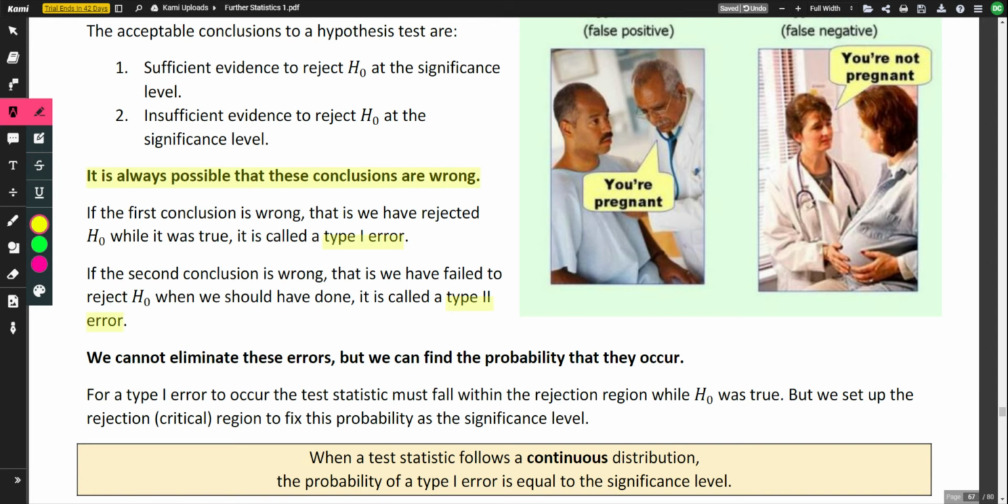Now, it's impossible to eliminate these errors, but we can find the probability that they occur. For a type 1 error to occur, the test statistic must fall within the rejection region while H0 is true. But we set up the rejection region to fix this probability as the significance level. So when a test statistic follows a continuous distribution, then the probability of a type 1 error is the significance level. Only true for a continuous distribution.